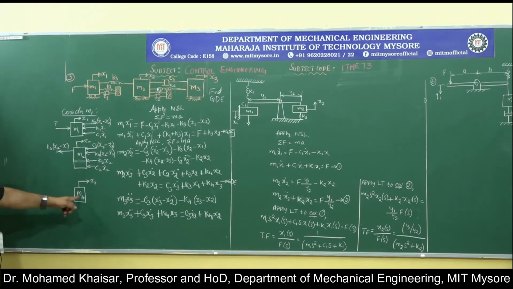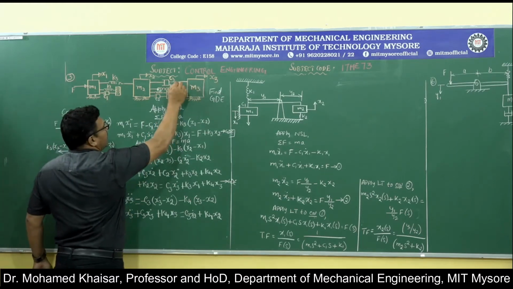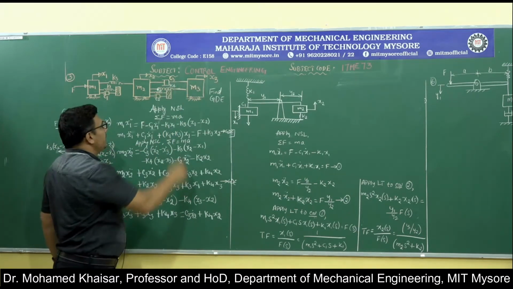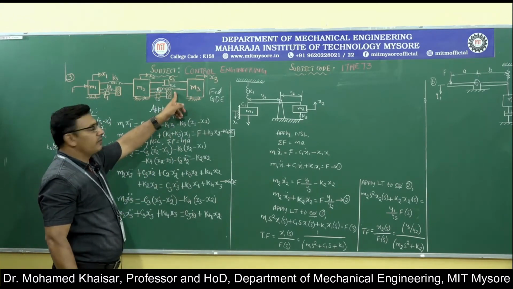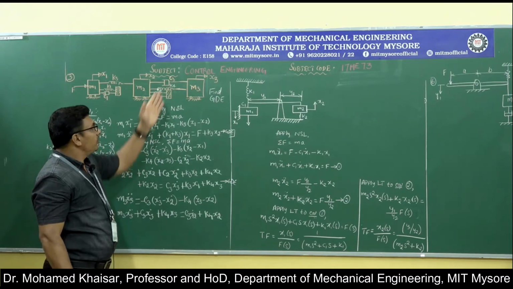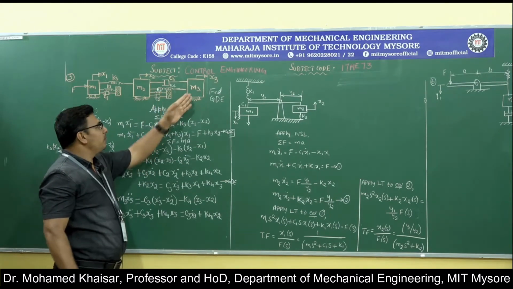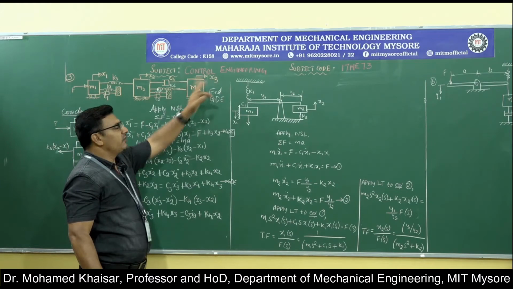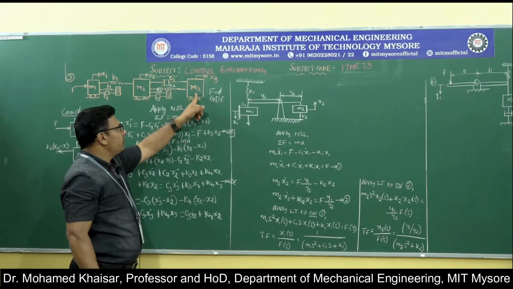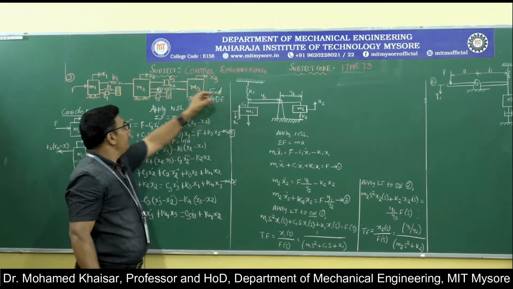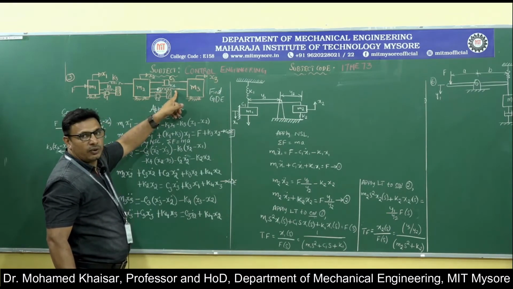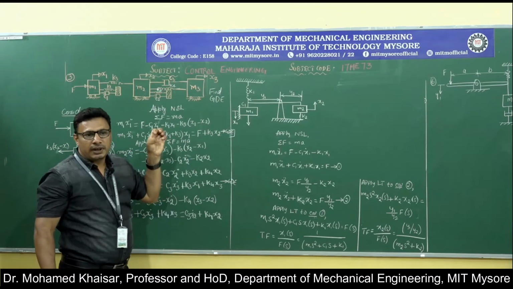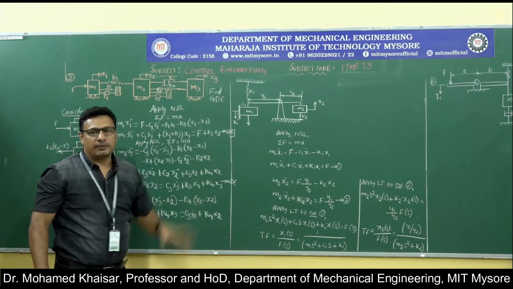When it tries to get displaced by a distance x3, it is connected with a damper with damping coefficient C3. It is connected with a spring with the spring stiffness K4. So they will try to resist the movement of the mass m3 by distance x3. Whenever the mass tries to get displaced by distance x3, the damper as well as the spring connected over here will try to pull it back so that the disturbance could be nullified.